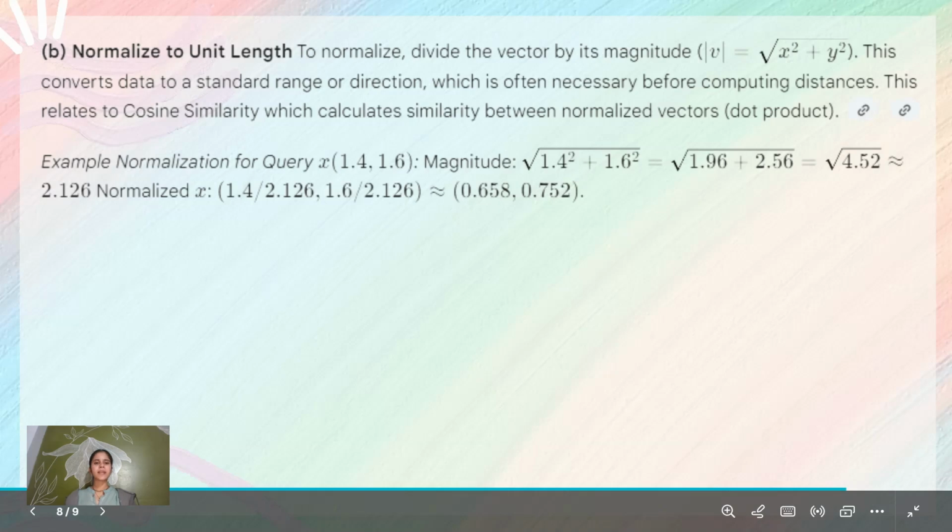Now normalize to unit length. To normalize, divide the vector by its magnitude. This converts data to a standard range and direction, which is often necessary before computing distance. This relates to cosine similarity, which calculates similarity between normalized vectors using the dot product. Example: normalization of query x (4.4, 1.6). The magnitude will be the square root of 1.4 squared plus 1.6 squared, which is calculated, and the answer will be 2.126, and the normalization of x will be 0.658 and 0.752.